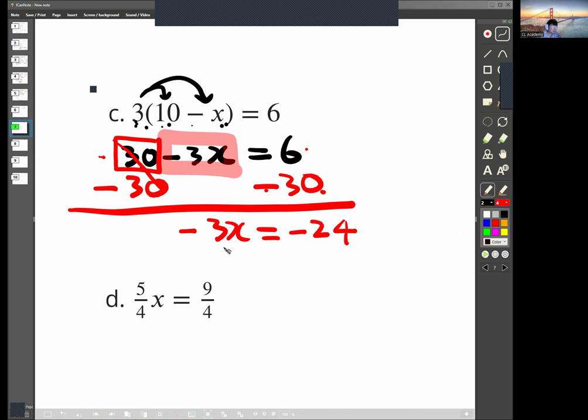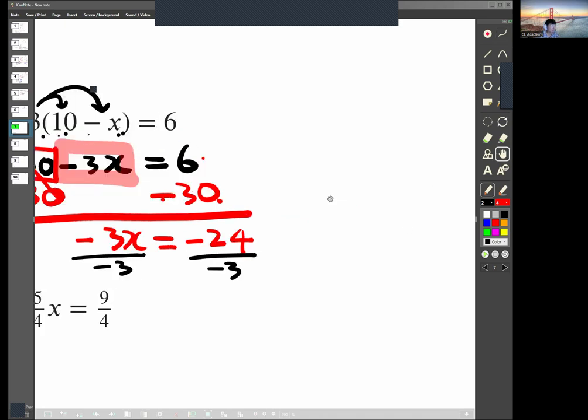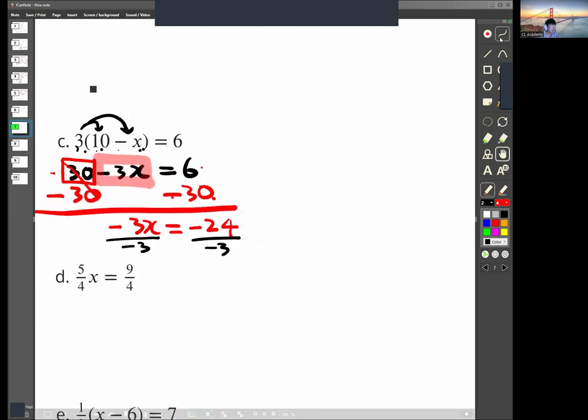Now, negative 3x equals negative 24. I'm going to divide by negative 3 on both sides. Then negative 3 over negative 3 becomes 1. 1 times x becomes x. Negative times negative, that's positive. So 24 divided by 3, that's 8. So x is 8.